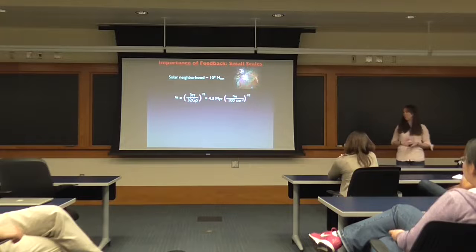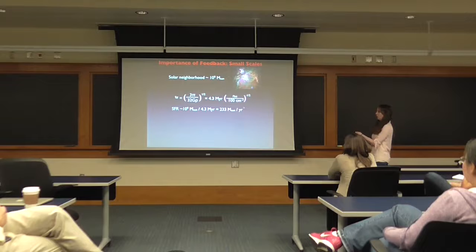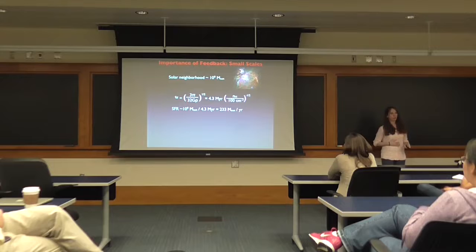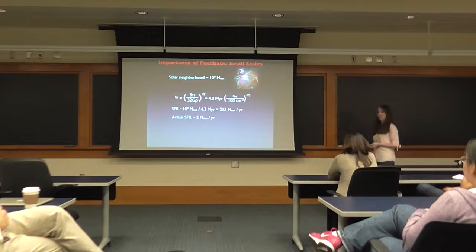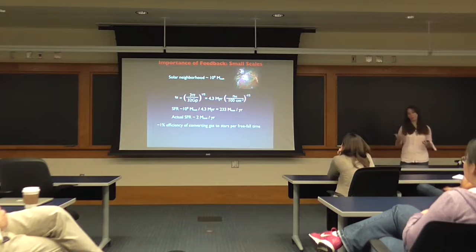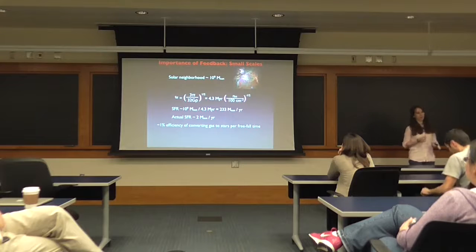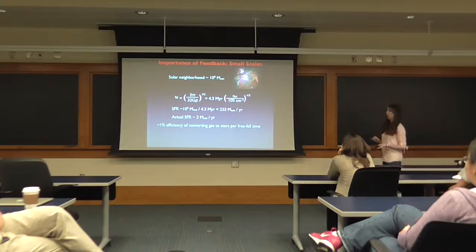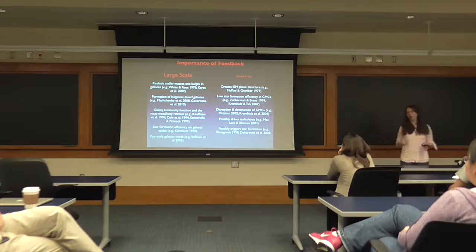Now, if we just had gravity and no feedback, then that 10^9 solar masses worth of gas would be converted into stars in 4 megayears, and you'd have a star formation rate of 233 solar masses per year. Now, the actual star formation rate in the Milky Way nearby is about 1 to 2 solar masses per year. So that tells you that locally, there's a 1% efficiency of converting gas to stars per free fall time. So not only is star formation inefficient on galactic scales, it's also inefficient on the very small scales of individual clouds.